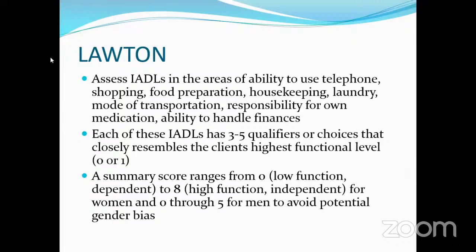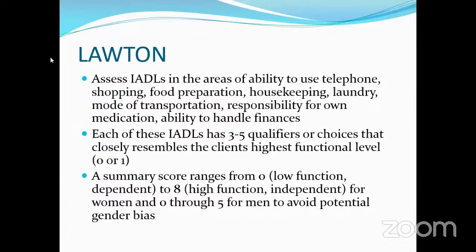The summary score ranges from 0 to 8 for women and 0 through 5 for men, in order to avoid gender bias. For example, in our society, for the most part, men usually don't cook, so maybe food preparation, you will eliminate it for men, as an example. So maybe housekeeping, maybe a lot of men don't do housekeeping, maybe you eliminate that for men.